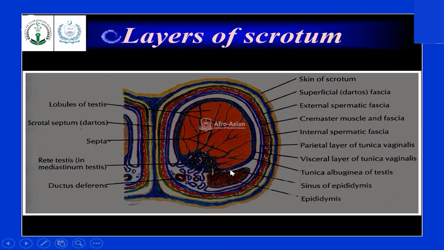This is the sinus of the epididymis. This is epididymis. All of this is the sinus. Here we have ductus deferens in the cut section, rete testis, in mediastinum testis. These are the septa inside. Then we have this scrotal septum. And lobules of the testes, which are separated by septa.